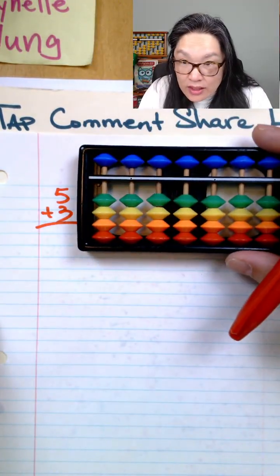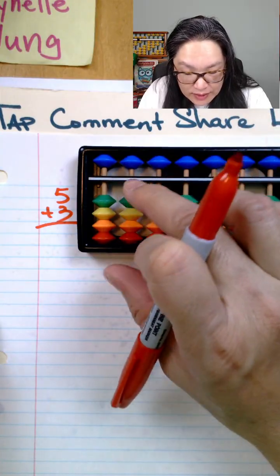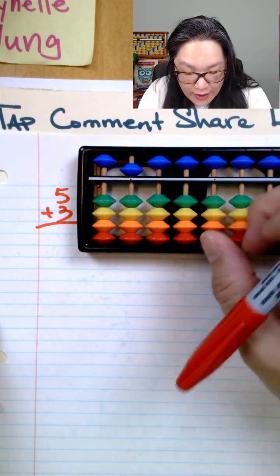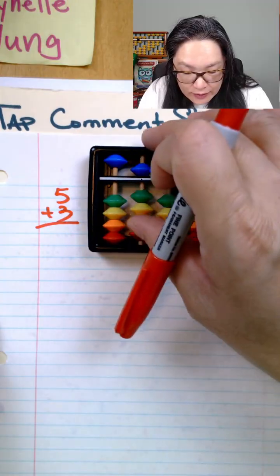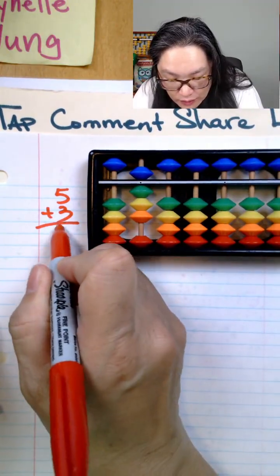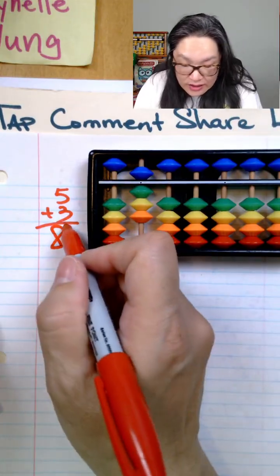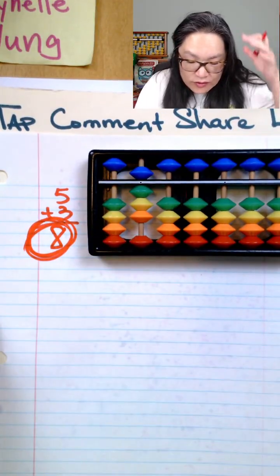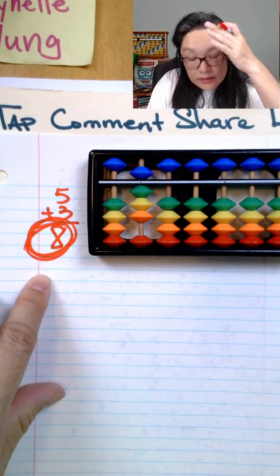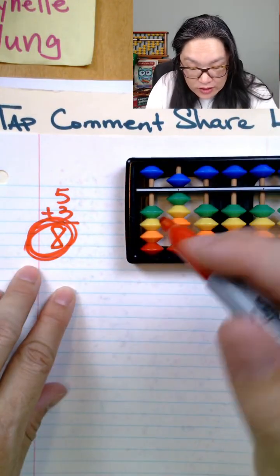Why? Because we have 5. I'm going to use this bead, this dot right here. I have 5, and notice I have enough beads to add the 3, right? So I'm going to add my 3. They were like, oh yay, it's 8. And they were so focused on the result. Well, that's fine. It's great to focus on the result.